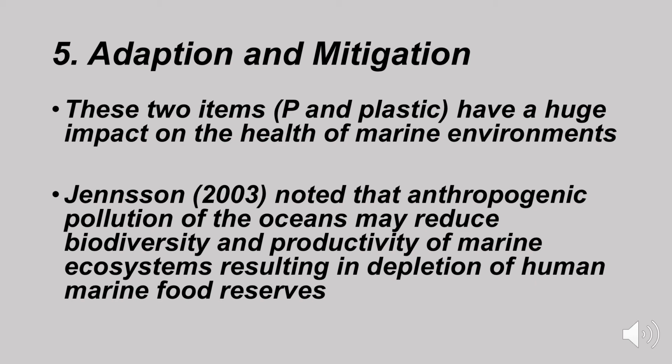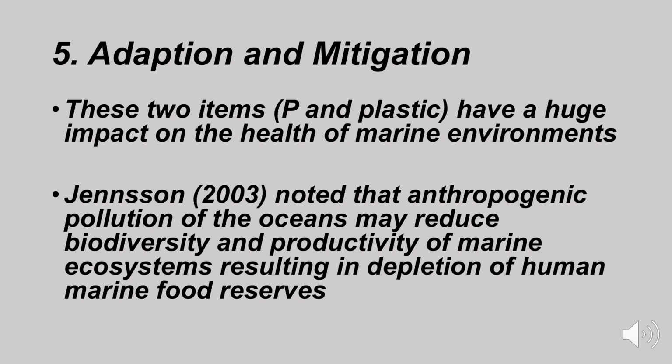Scientists have worried about this for a long time. A report that was written by Jensen in 2003 noted that anthropogenic, or human, sources of pollution of the oceans may reduce the biodiversity and productivity of marine ecosystems to the point that it results in the depletion of human marine food reserves. Basically, the bottom line is our fish catch may go down because of this.